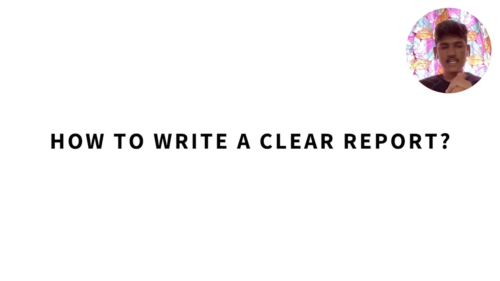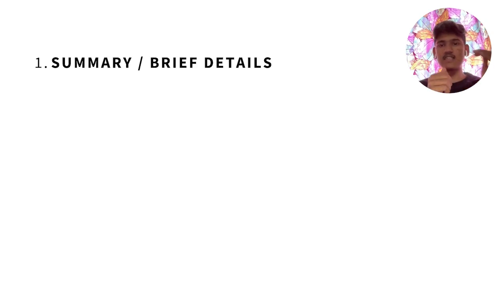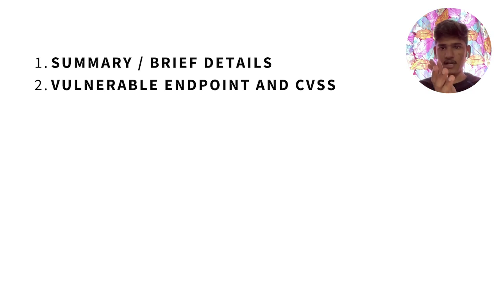Now let's see how to write a clear report. A clear report consists of 6 parts. The first one is the summary, or brief details of the vulnerability, which helps the reviewer understand the vulnerability very quickly. Then mention the vulnerable endpoint and the CVSS score, which shows the severity of the vulnerability. There is a CVSS calculator which finds the severity of a particular report. Try using it and mark the score in the report, because it helps the reviewer allocate the severity properly and makes the process easy.